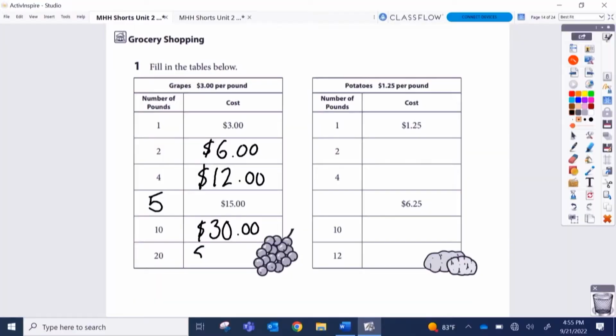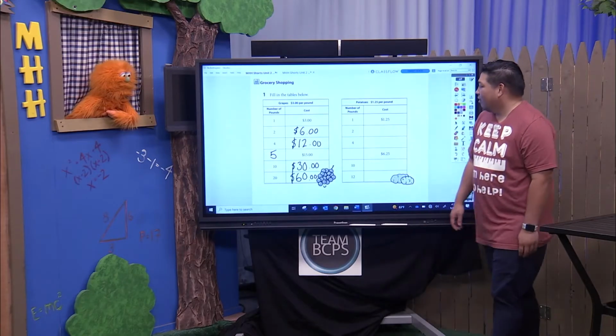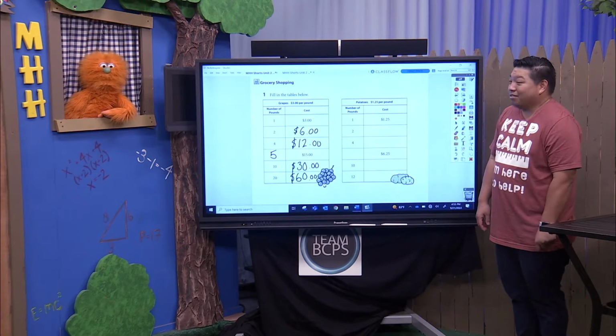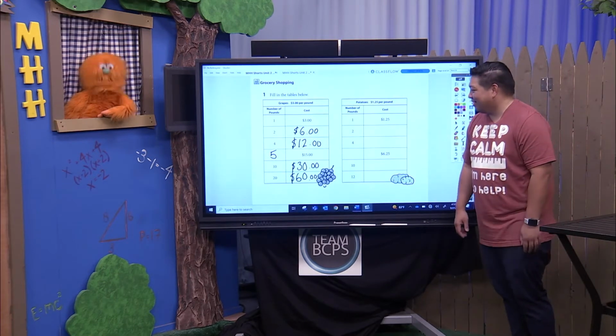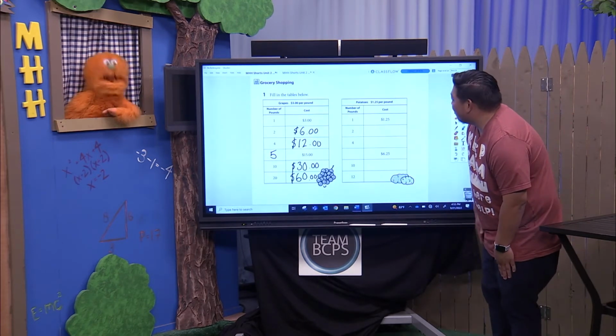Right, we have $60 worth of grapes. Money well spent. I agree, I do love grapes. I was being sarcastic, Mr. Teng. Oh, but I really do. That is a lot of money and a lot of grapes. But I'll eat them. I'll help you.